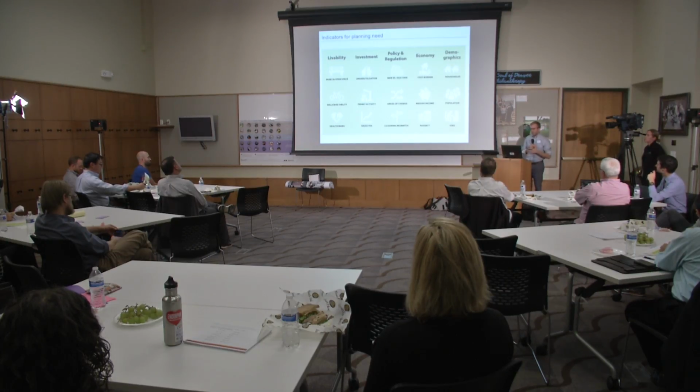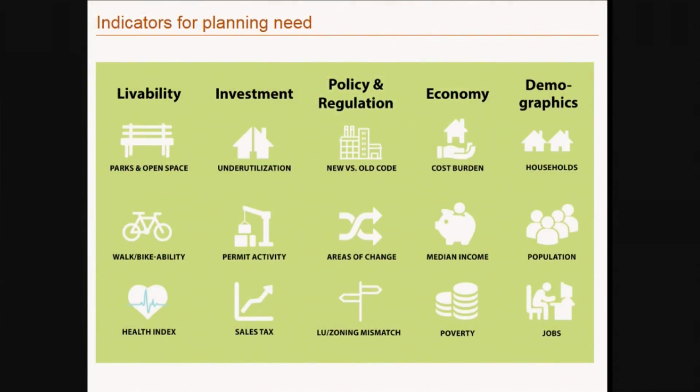So we can't plan all the neighborhoods all at once, as you know. We don't have the resources for that. So we have to use data to inform us of the need for planning to help prioritize what neighborhood gets the next plan. So we've created buckets, these 5 buckets: livability, investment, policy, regulation, economy, and demographics. And we use these indicators to gauge the need of planning.